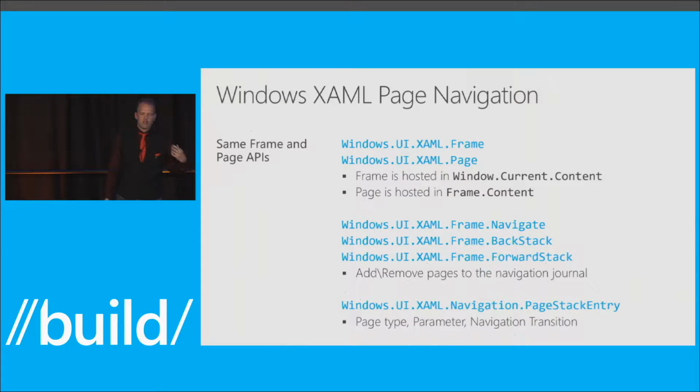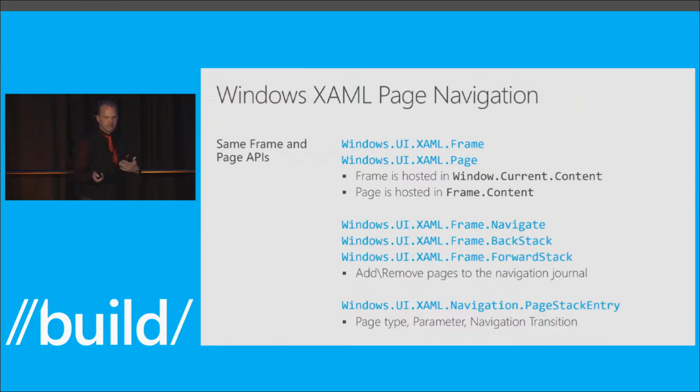Now, when you want to do an actual navigation, you access the frame.navigate API. The parameters for this API are the page type you're going to navigate to, the parameters you want to pass into that page, and the animation style that you want to happen to your page whenever the user comes into that page or dismisses that page.